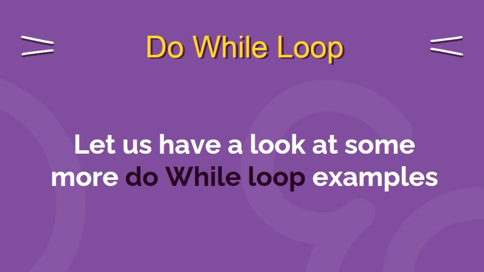Now let us move to the do while loop. Unlike for and while loops, the do while is an exit control loop, that is, it evaluates its test expression at the bottom of the loop after executing its loop body statements. This means that do while always executes at least once. Now let us have a look at some more do while loop examples.